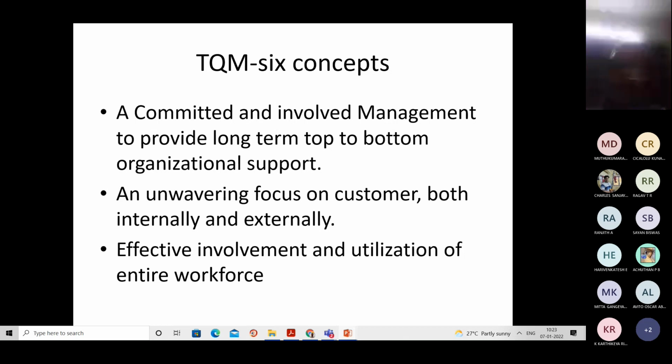Effective involvement and utilization of the entire workforce. So that is very important. Everybody should be aware of the TQM concepts, like statistical process control, SPC, which we are discussing in the third module. There we can analyze, and all the techniques, cause and effect diagram, brainstorming, whatever techniques you are going to learn as we go on, everybody should know. Then only they can participate in TQM, and then they can make some improvement.